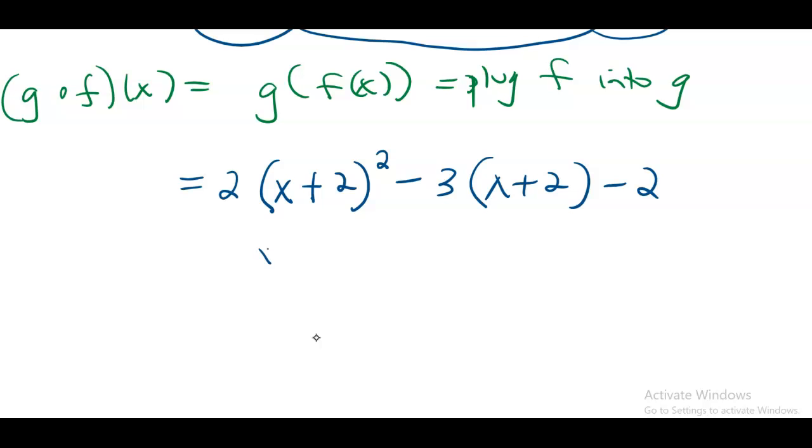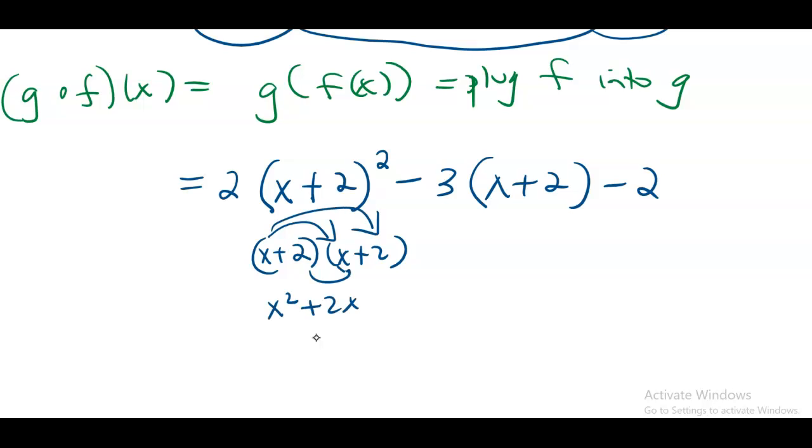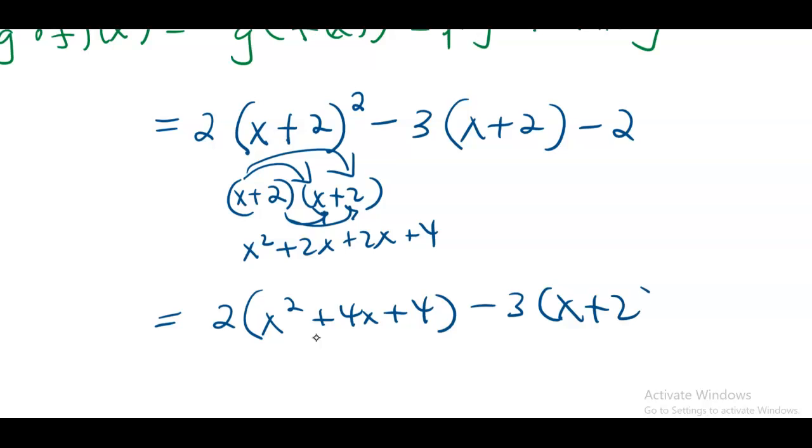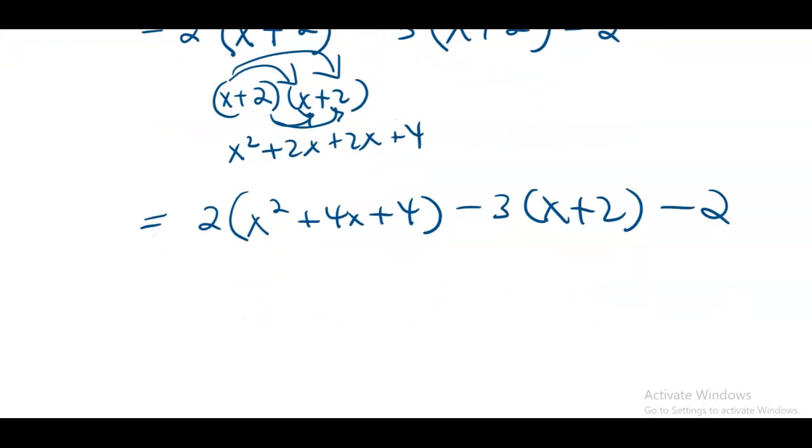All right, so we have x plus 2 that we want to square, so that's the same thing as x plus 2 times itself. X times x is x squared. X times 2 is a 2x. Distribute the 2 times the x, you get another 2x, and 2 times 2, you get 4. So we have 2 times x squared plus 4x plus 4 minus 3 times x plus 2, bring down the minus 2.